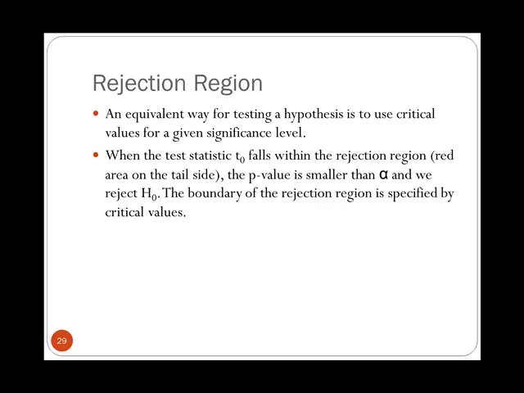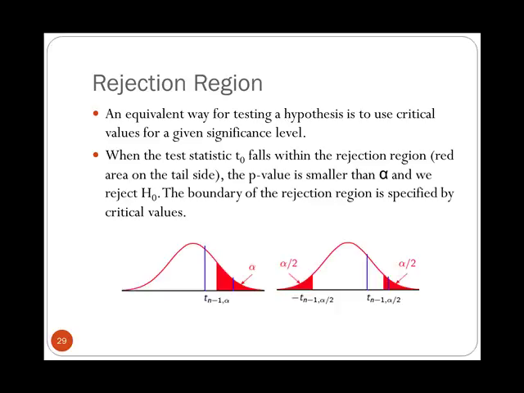An equivalent way for testing a hypothesis is to use critical values for a given significance level. When the test statistic t sub 0 falls within the rejection region, now a rejection region is represented by the red area on the tail side, the p-value is smaller than alpha and we reject H0. The boundary of the rejection region is specified by critical values.